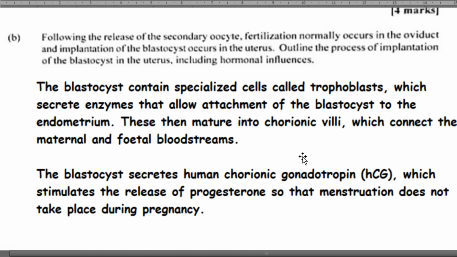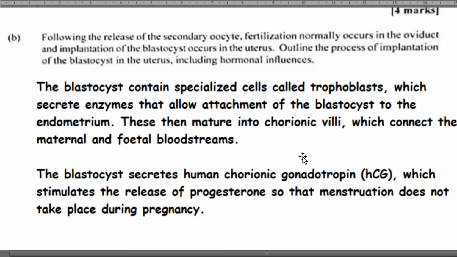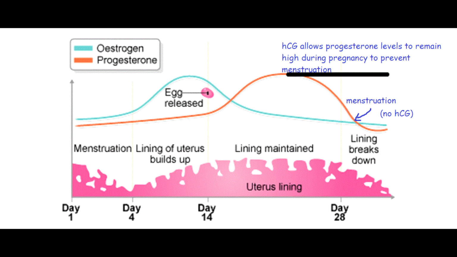HCG is the hormone that is only produced during pregnancy. So when a woman is taking a pregnancy test and she has to urinate on the little stick, and the line shows up, that is actually detecting HCG. And HCG, as I said, is only present in pregnant women. So what does that hormone do? Well, HCG stimulates the release of progesterone so that menstruation does not take place during pregnancy. Of course, menstruation cannot take place during pregnancy.